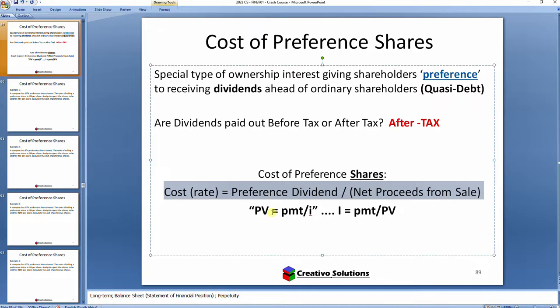They call it a perpetuity because it never ends. A perpetuity means it will be paid out forever and ever. A preference share dividend always pays out. Those preference dividends have to pay out. It's the type of product it is. So the cost of pref shares, there's your formula. That's the formula you would use when answering a question like this.